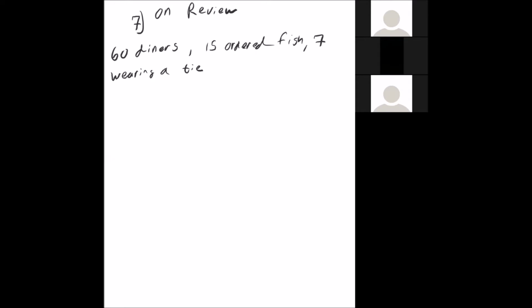Of the diners who ordered fish, 2, I should put an 7. That way it makes a little bit more sense to what y'all are seeing on your review. There you go. Okay, comma, 2 are wearing a tie. All right. What is the probability that one of the diners ordered the fish or is wearing a tie?